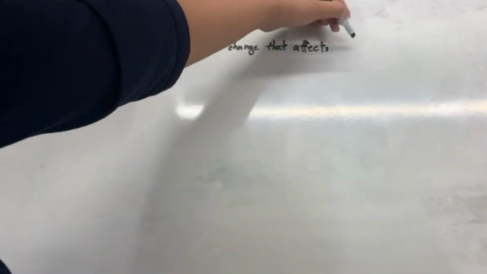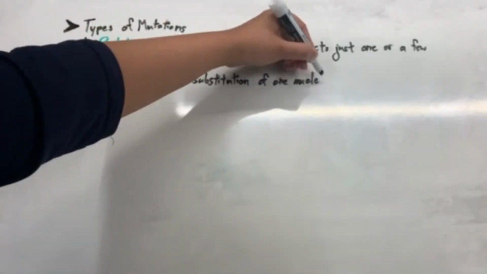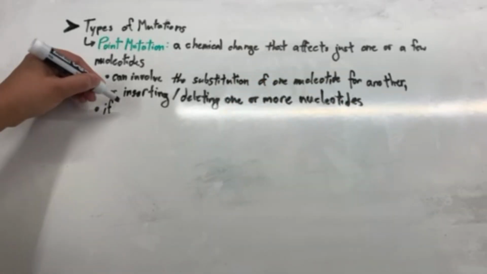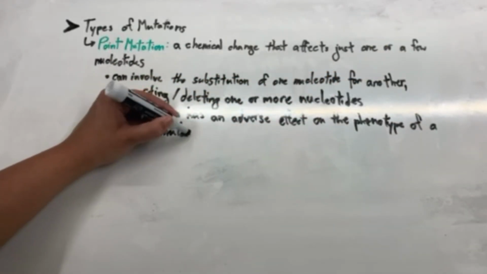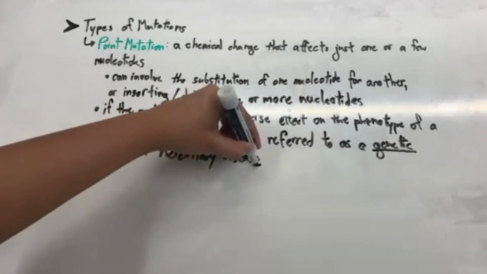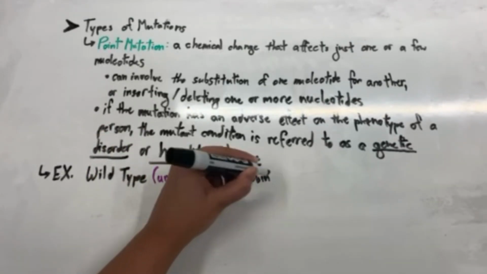Mutation alone is a very broad concept. So let's focus on mutations that can alter single gene functions, which are small-scale mutations. A point mutation is a chemical change that affects just one or a few nucleotides. It can involve the substitution of one nucleotide for another, or even inserting or deleting one or more nucleotides. If a point mutation occurs in a gamete or in a cell that gives rise to gametes, it may be transmitted to offspring and to future generations.